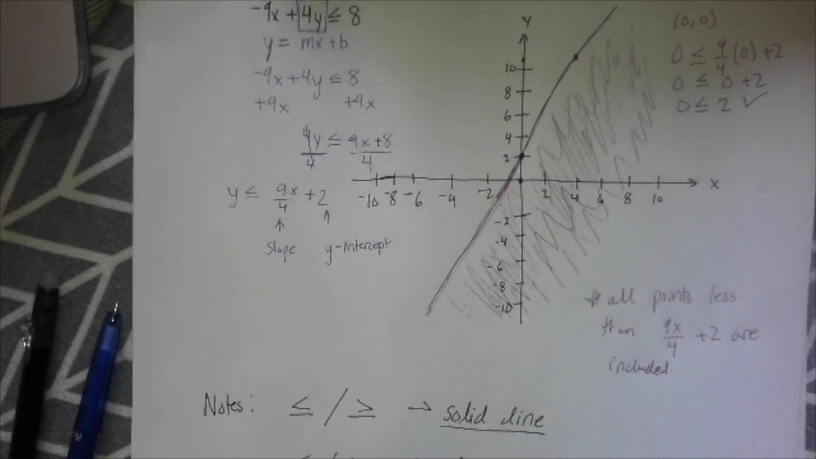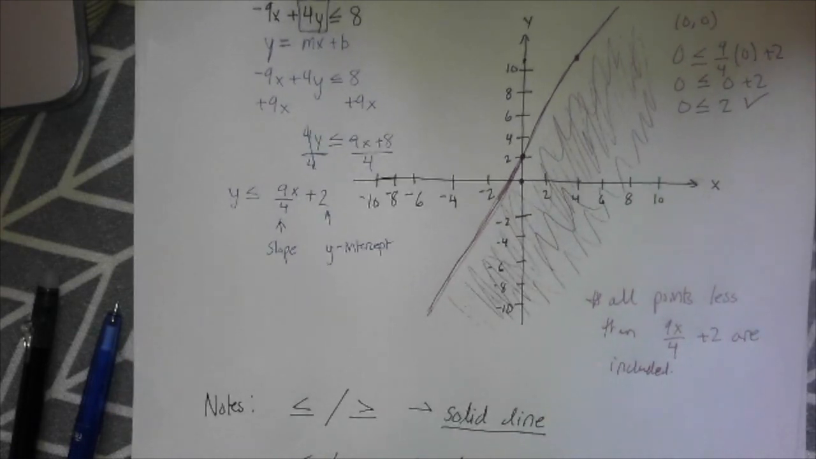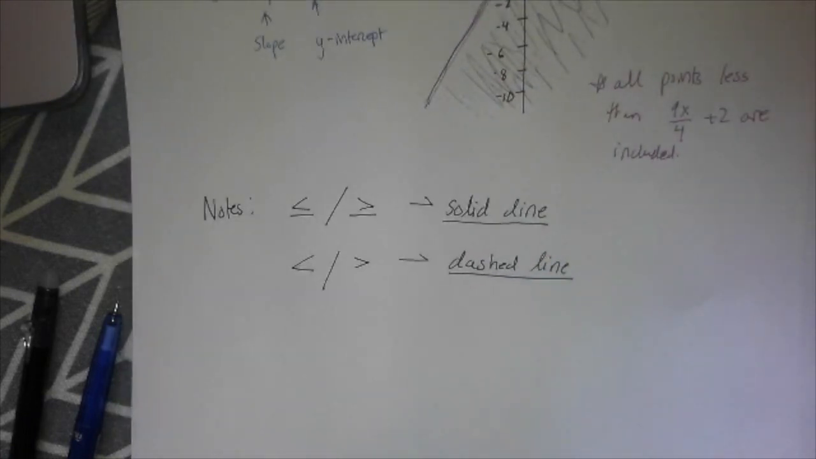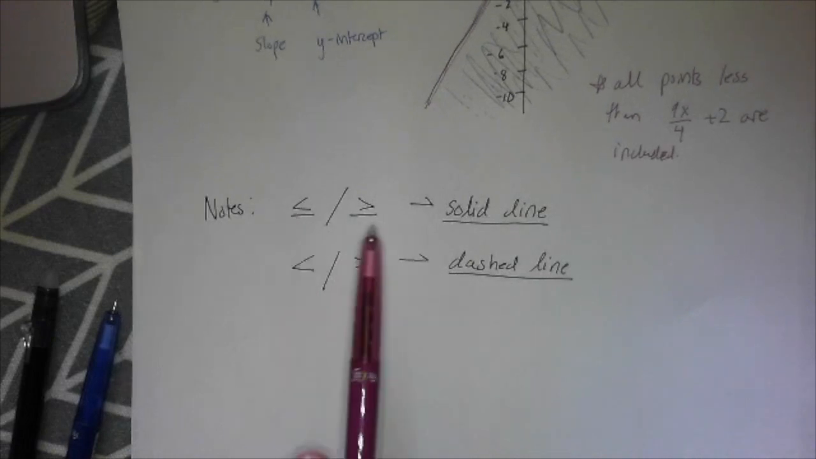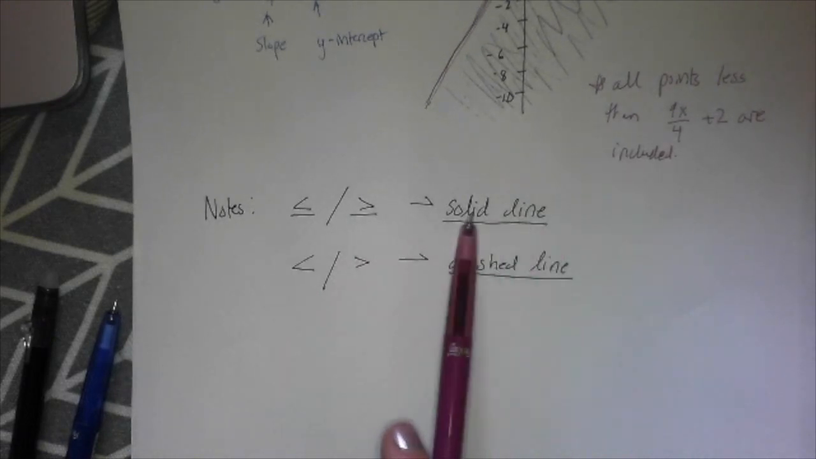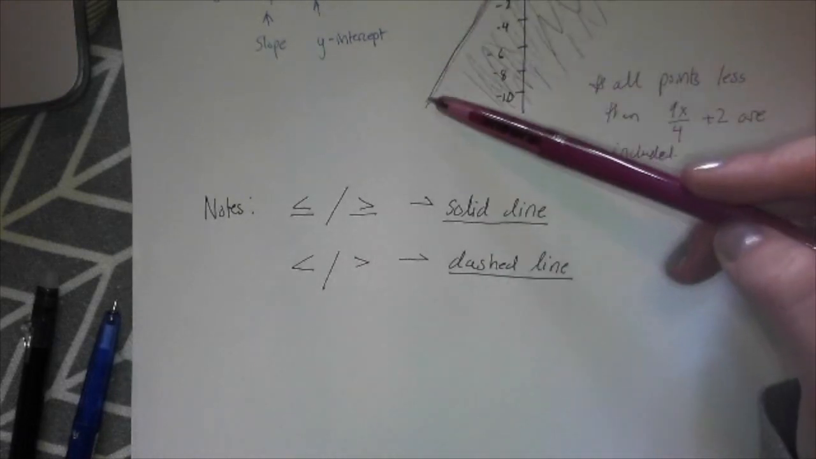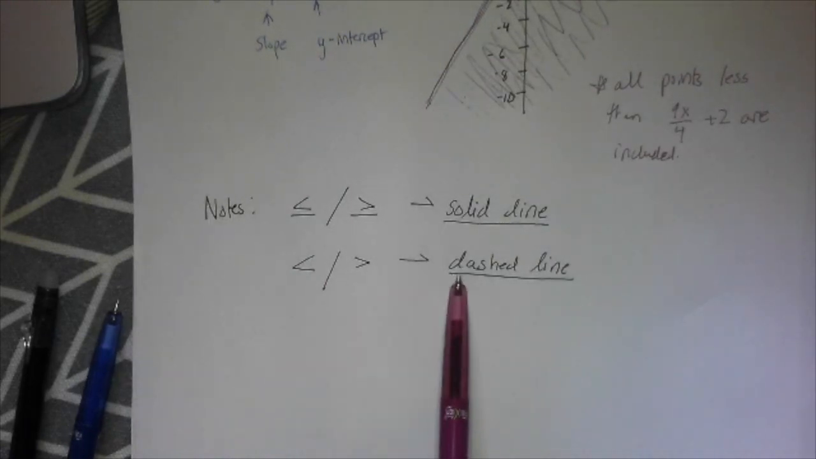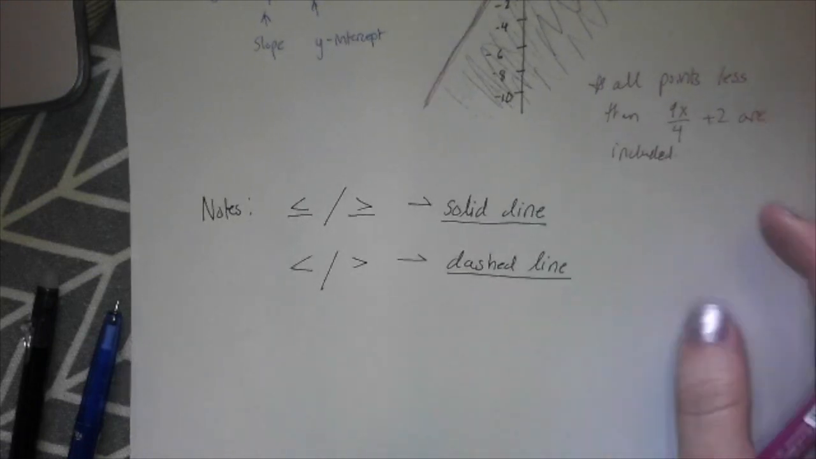Then we have some notes. I'm going to upload a photo of these in the PowerPoint so you guys can copy them down after you watch the video. So we have our notes where when we have greater than or equal to or less than or equal to, we have a solid line to show that the points along the line are included. And when we have just strictly less than or strictly greater than, we have a dashed line to show that those points are not included.